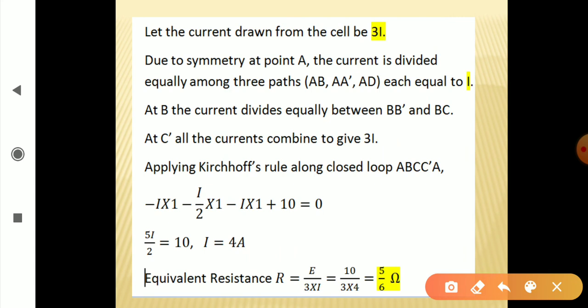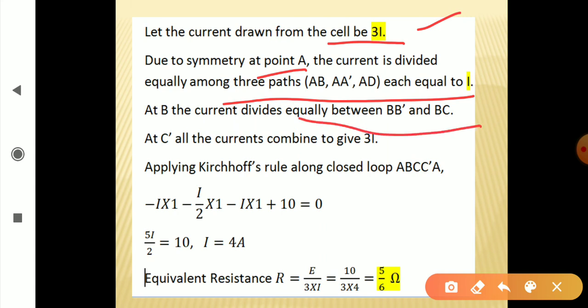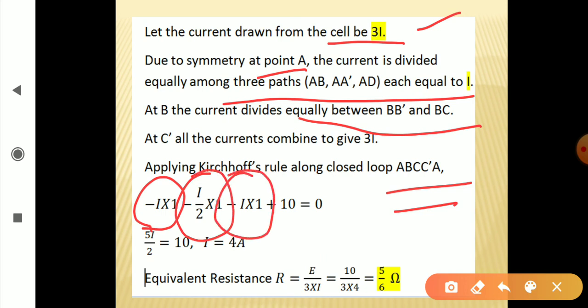Okay, let the current drawn from the cell be 3I. Now due to symmetry at point A, the current is divided equally among the three paths. At B, the current divides equally into BB dash and BC. Applying Kirchhoff's rule, you will get minus I into 1 minus I by 2 into 1 minus I into 1 plus 10 is equal to 0.